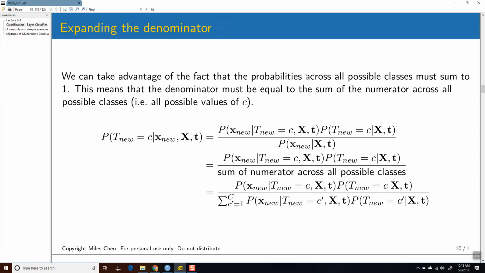So we can take advantage of the fact that all of these probabilities add up to 1.